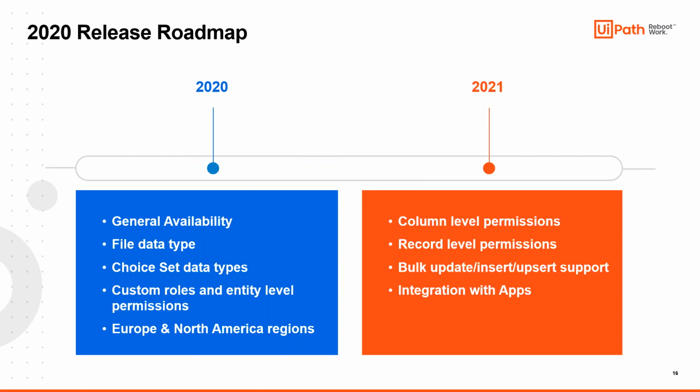In 2021, what you're going to get is, obviously, a more granular way of handling the data, which means record level permissions and column level permissions, which you already saw in this particular demo. We have already introduced support for bulk inserts and bulk updates, and this is available within your Studio. Integration with Apps is also on the cards, but this will obviously be available towards the end.